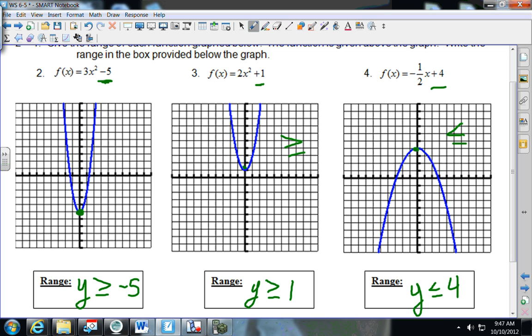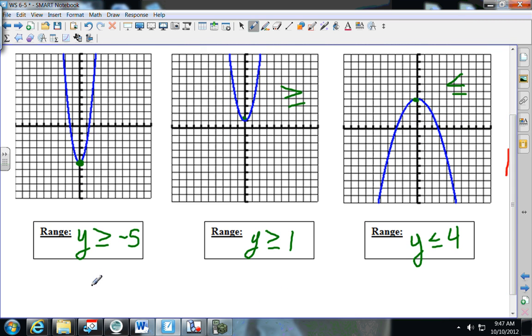What is the domain on all of these? The domain for all of these parabolas is all real numbers. If we ask for the domain, it is all real numbers on all three of these.